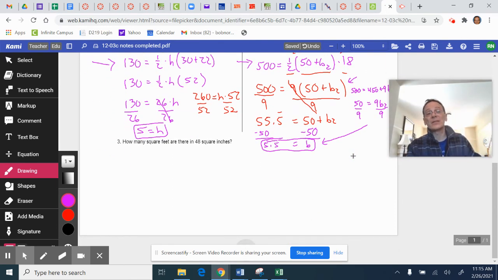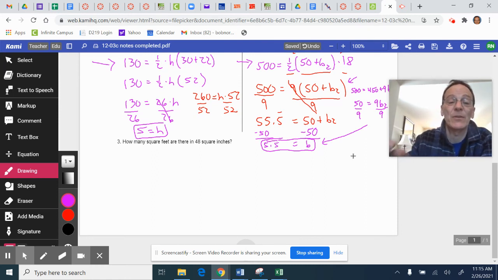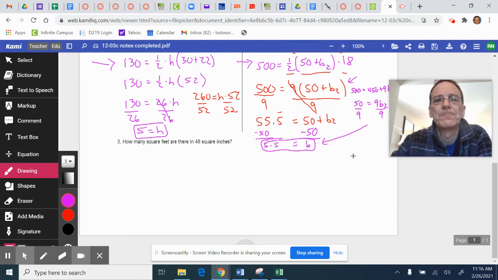This last one is a practice problem. We've seen these before. How many square feet are there in 48 square inches? Okay. Why don't you pause the video and do this right now? Pause it, do this problem, then restart the video. Go.